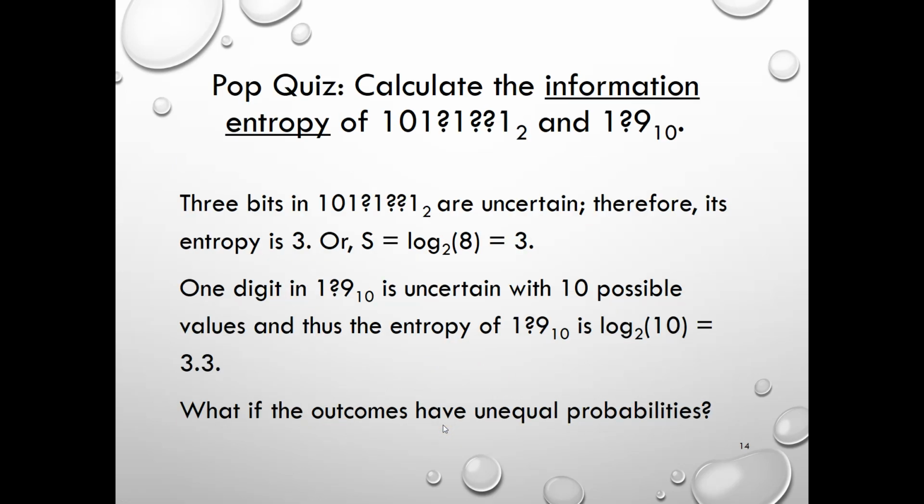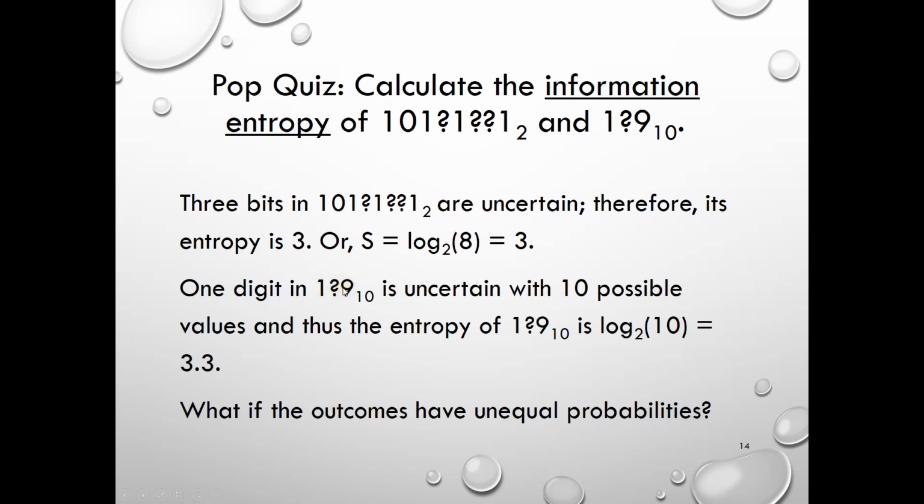2 quiz questions. Calculate the information entropy for this binary number and this decimal number. First, let's look at this binary number. 3 bits are uncertain. Therefore, the entropy is 3. Also, when 3 bits are uncertain, we have 8 possible values. So we can take the logarithm of 8. We get 3.